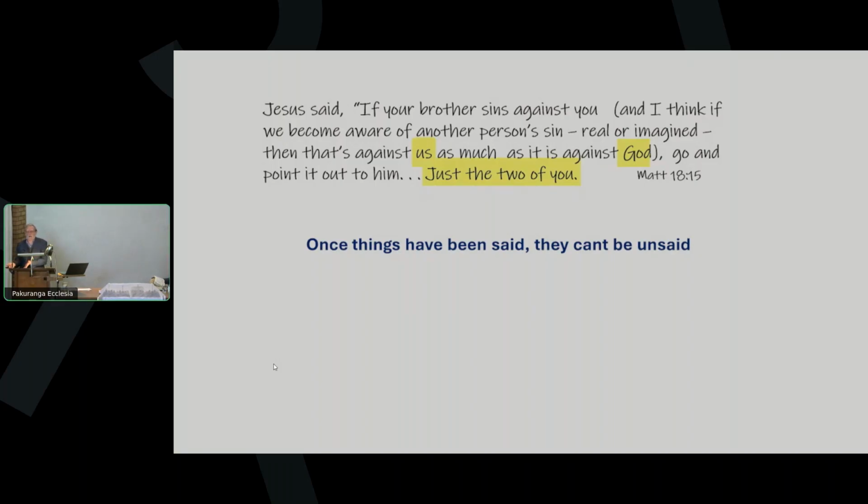A fall you can recover from, but destruction sounds pretty, that's it, done for. So remember that pride goes before destruction. And Jesus wanted to put that point across.